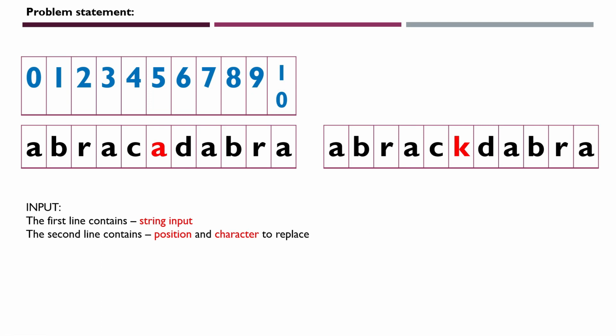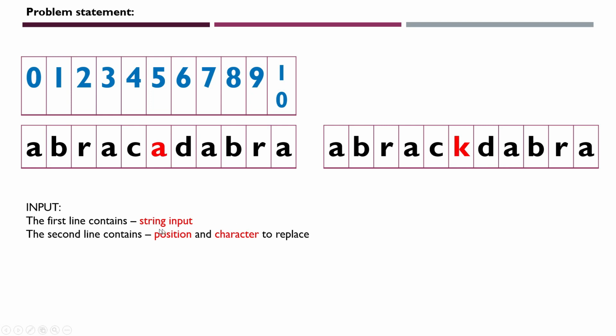In this video we are going to solve a new HackerRank problem. Given an input string abracadabra, we have to replace the letter A at the fifth index with the letter K. So that is our problem.